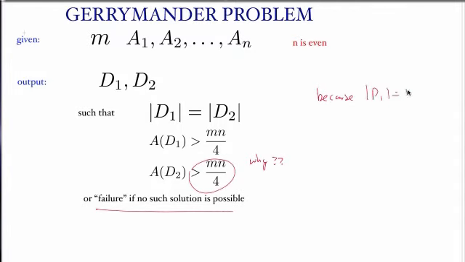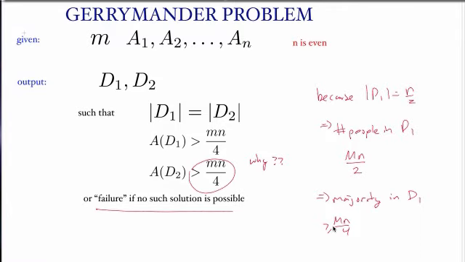District 1 is going to have n over 2 precincts in it, right? So that implies the number of people in District 1 is going to be m times n over 2. And that means that the majority in District 1 is going to be at least m times n over 4.